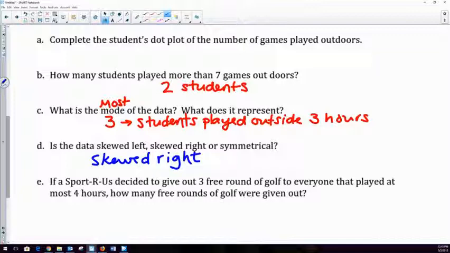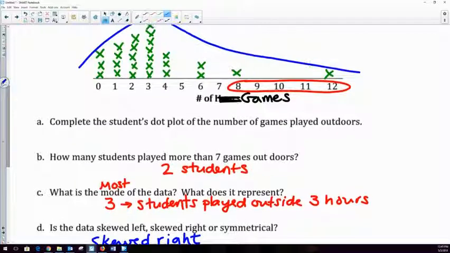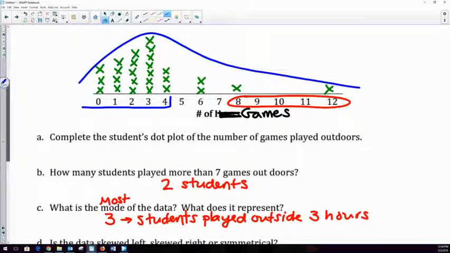And then finally, letter E is saying if Sports R Us decided to give away 3 free rounds of golf to everyone that played at most 4 hours outside, how many free rounds of golf were given out? So if we go back to our table here, we said at most. So that means we're looking at 4 or less. So let's total up how many we have in each column. So under the 4 column, there were 3 X's.